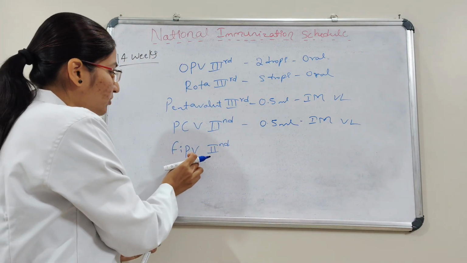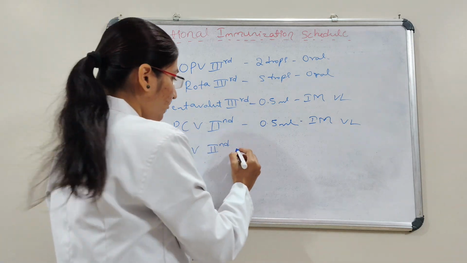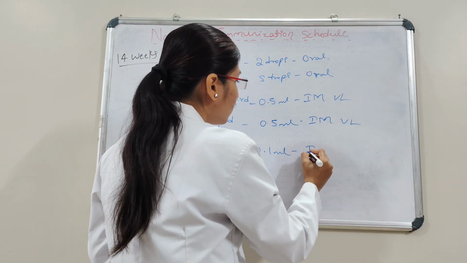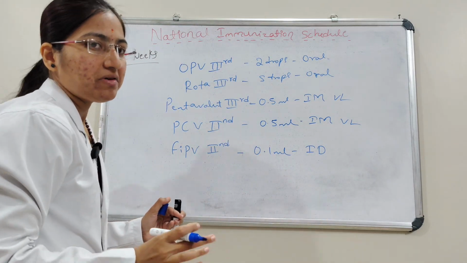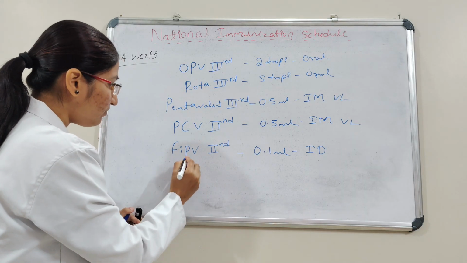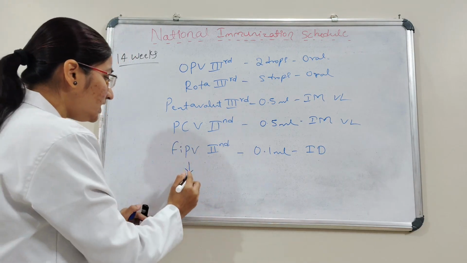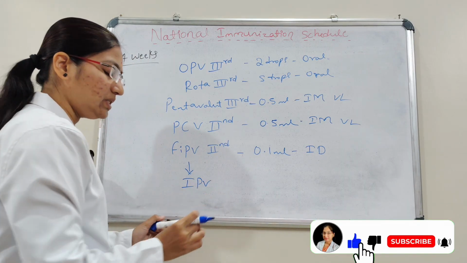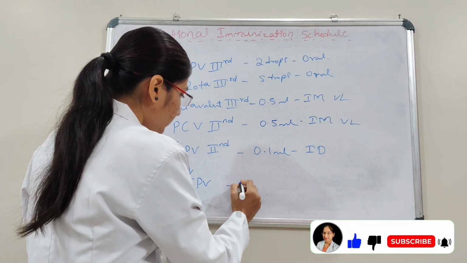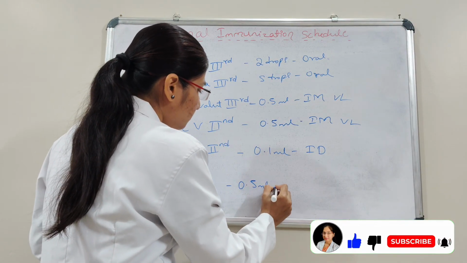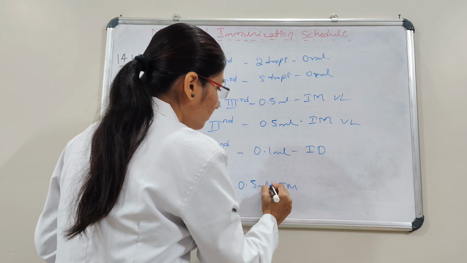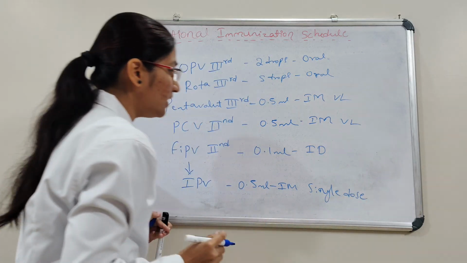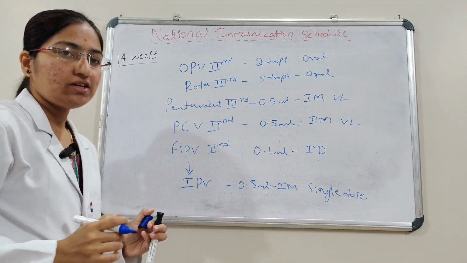Here fractional inactivated poliovirus vaccine, that is the second dose, dosage is 0.1 ml, that is given intradermally. An important point you have to keep in mind: if FIPV is missed at 6 weeks, here you can give IPV, that is inactivated polio virus vaccine, dosage 0.5 ml, IM. Here the dosage is single. These are the vaccines to be given at 14 weeks.